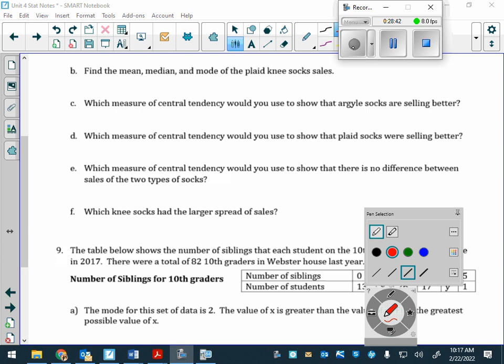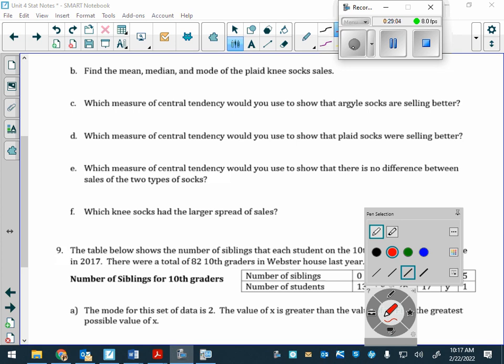All right, for 8A, the mean was 6, median was 8, the mode was 10. So all of 8A was correct. 8B, the mean was 10, median was 8. What was the mode, Kate? 6. Okay.